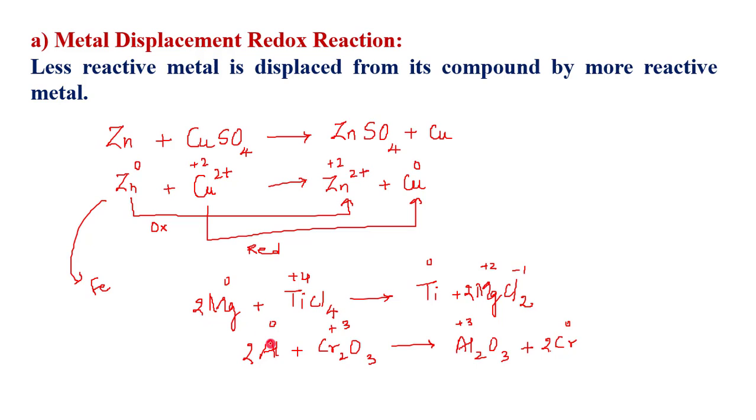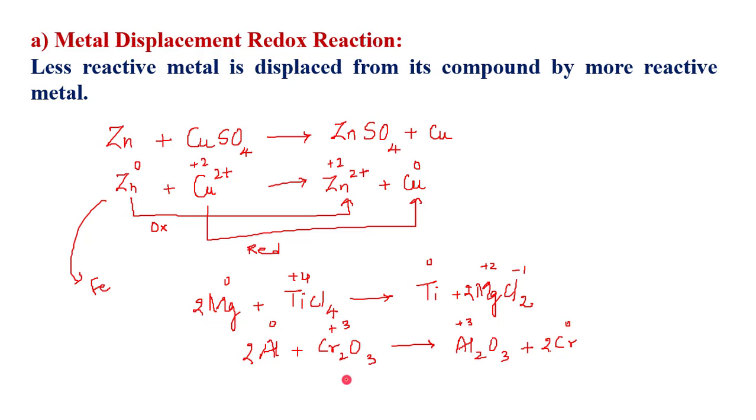Check out which species are undergoing oxidation and reduction and mark them like this. Okay. So which species is undergoing what? Magnesium is undergoing oxidation and titanium is undergoing reduction. Here aluminium is undergoing oxidation and chromium is undergoing reduction. Okay, so these are some examples where a less reactive metal is displaced by a more reactive metal.